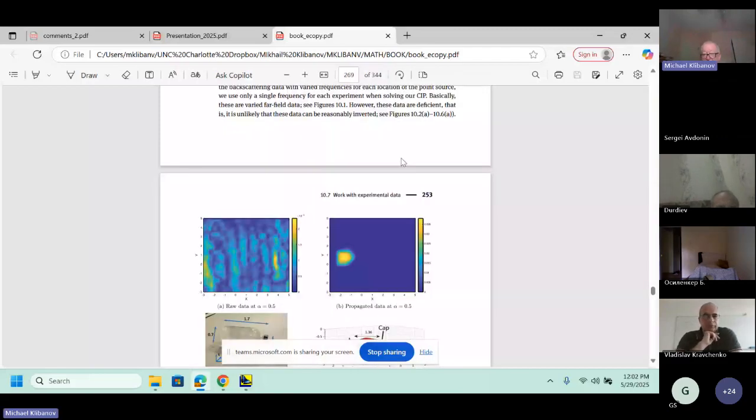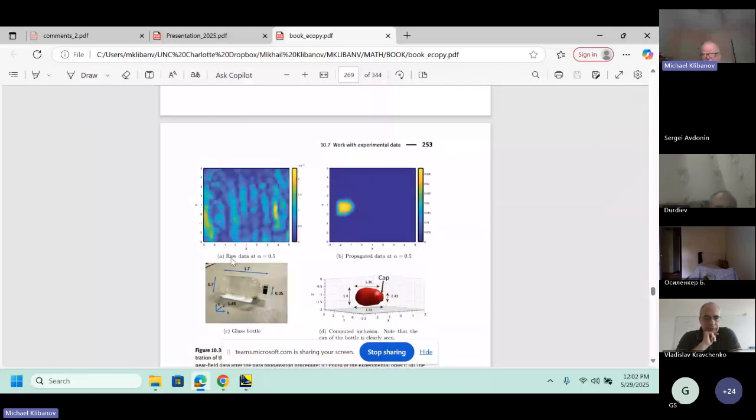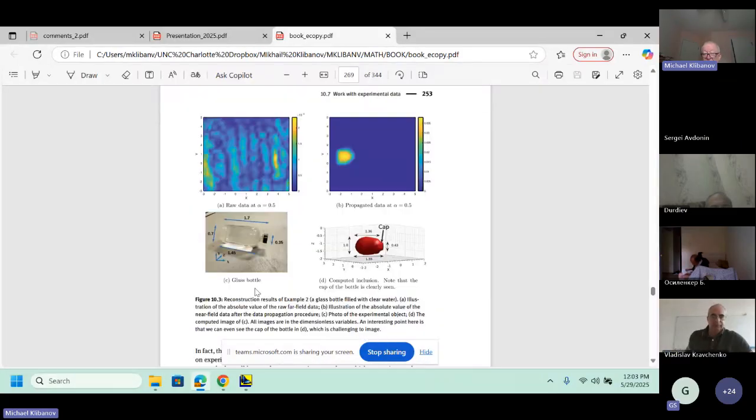This is another image. This is a bottle of water. What is interesting? This bottle of water models just a real mine which was used by Germans during the Second World War. It is also called a glass mine. Nevertheless, we image it and we get both the shape and the refractive index as well. The refractive index of water we need.